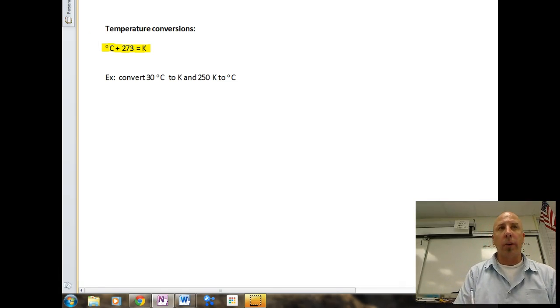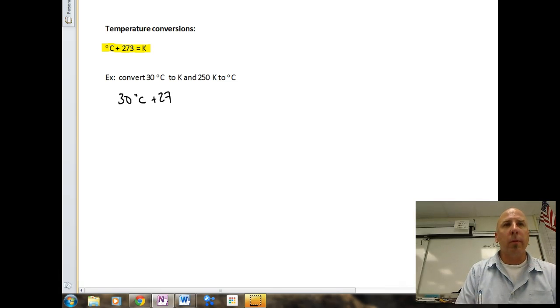And notice there is no degree sign on the Kelvin. So let's just show you how to do a couple of these problems super fast. Essentially, we're just going to plug into this and solve it algebraically. The first one says convert 30 degrees Celsius to Kelvin. So we're just going to plug in 30 degrees Celsius to that formula, plus 273 equals 303 Kelvin.